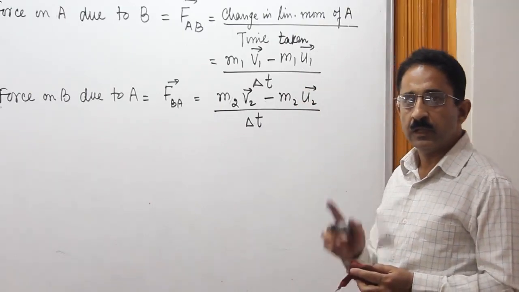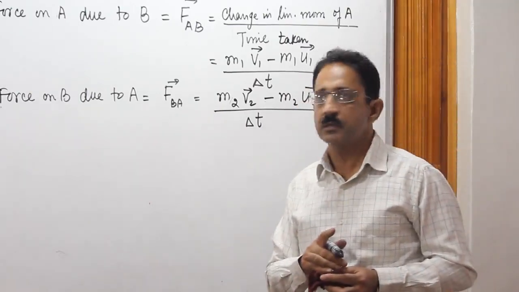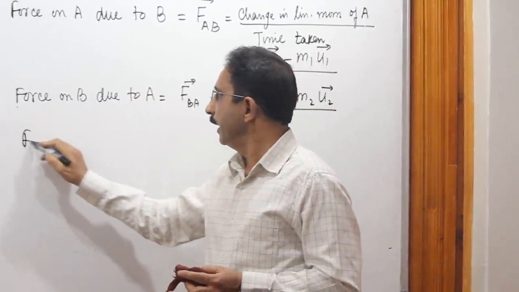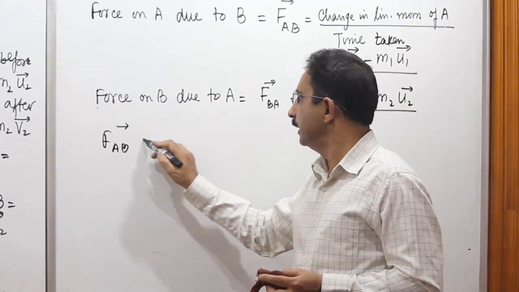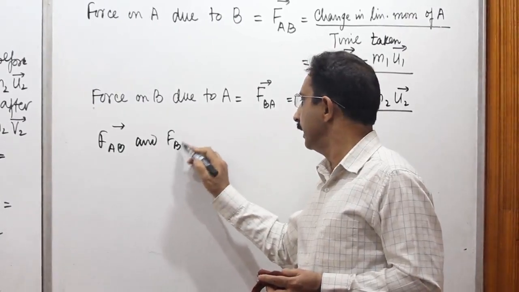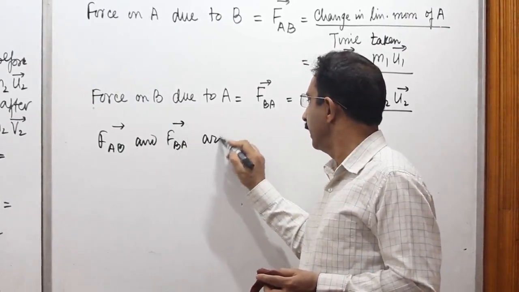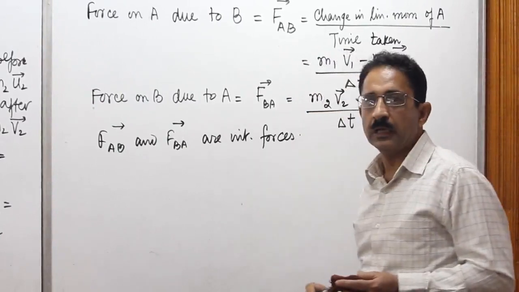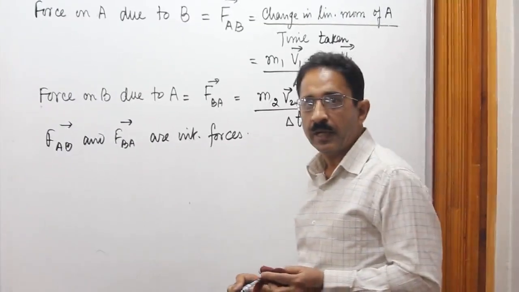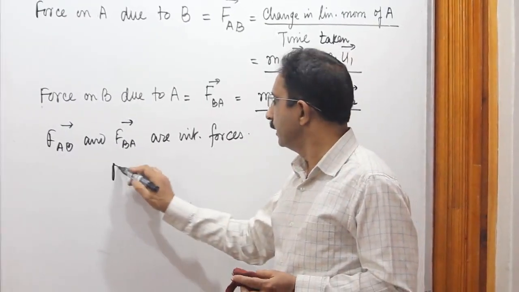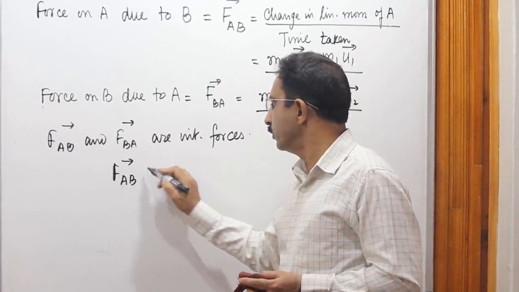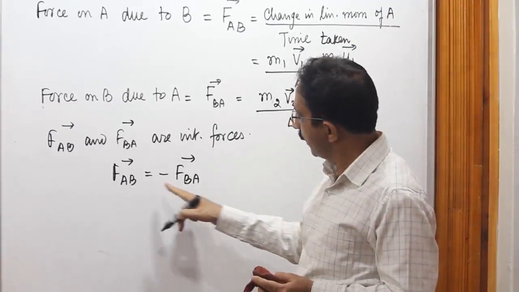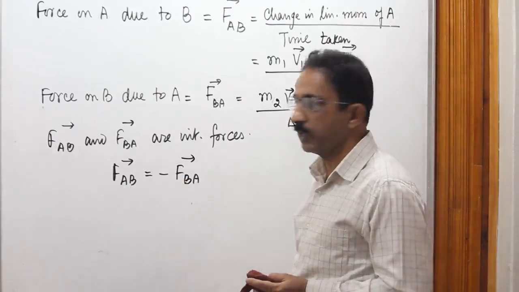Now what I say is that there is a restriction on the existence of these two internal forces, FAB and FBA. They are not coming from outside, they are internal forces. Since they are internal forces, a relation which must be true between them as far as Newton's third law is concerned is that they must be equal and opposite to each other. So I denote that equation like this, that they are equal in magnitude but opposite in direction.